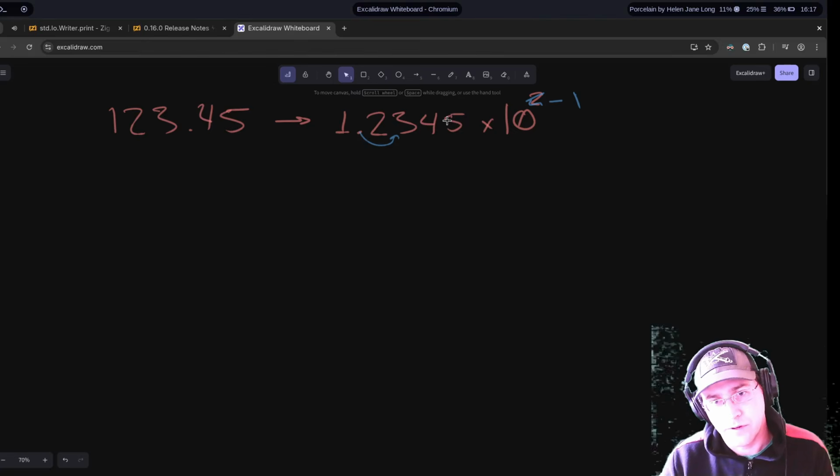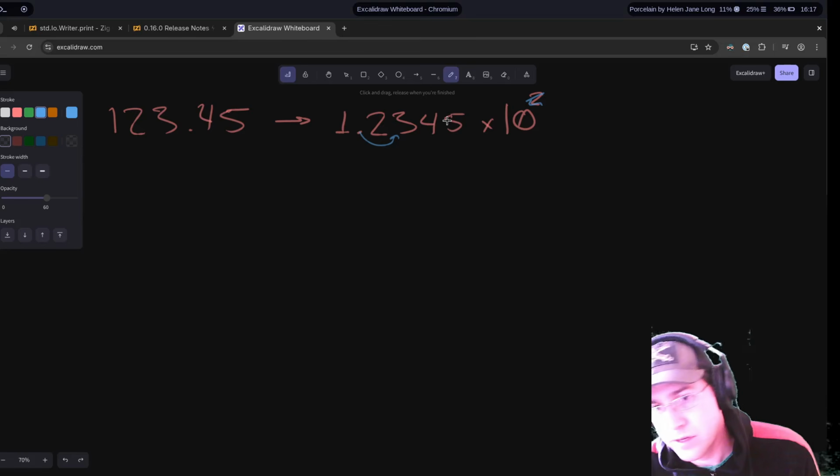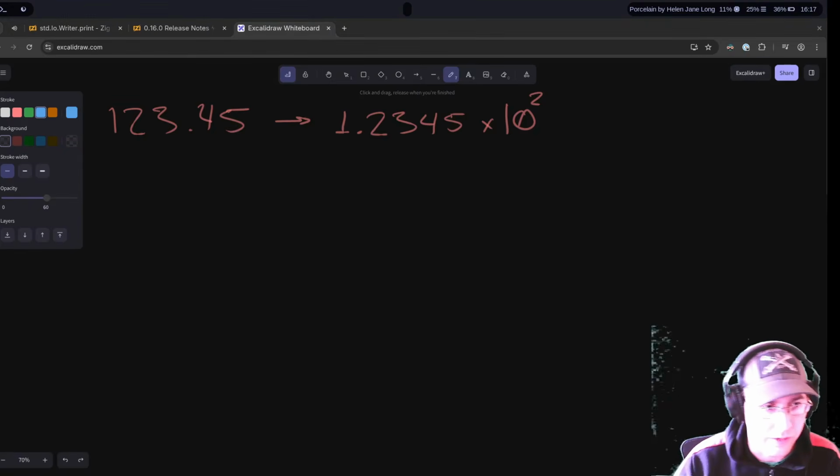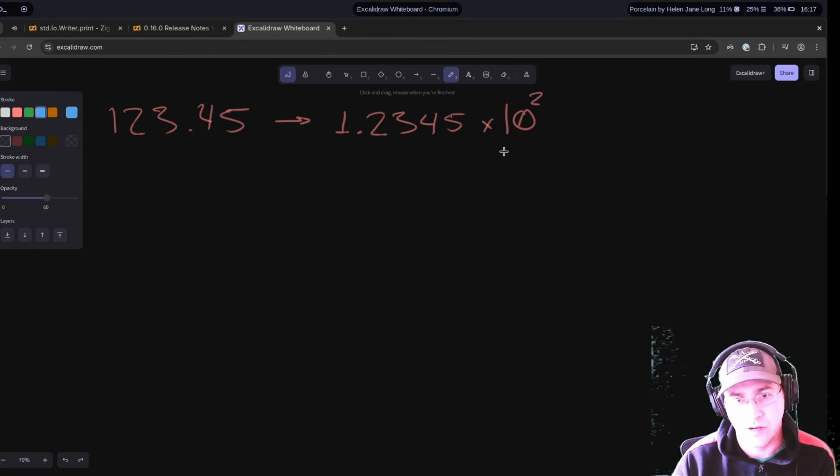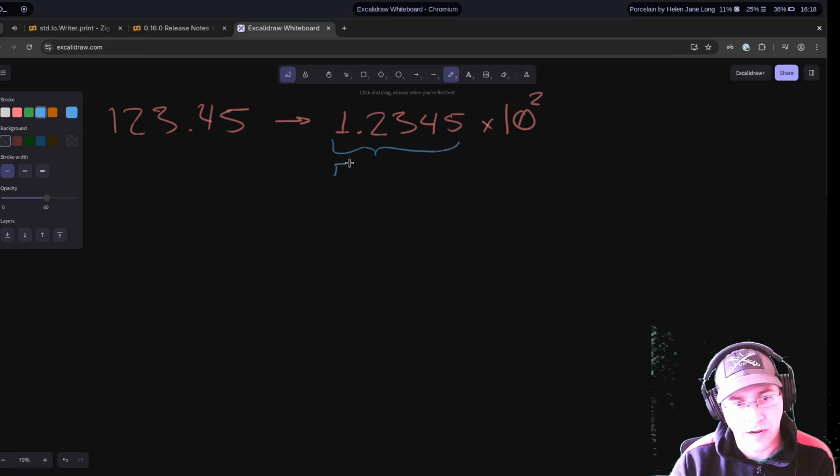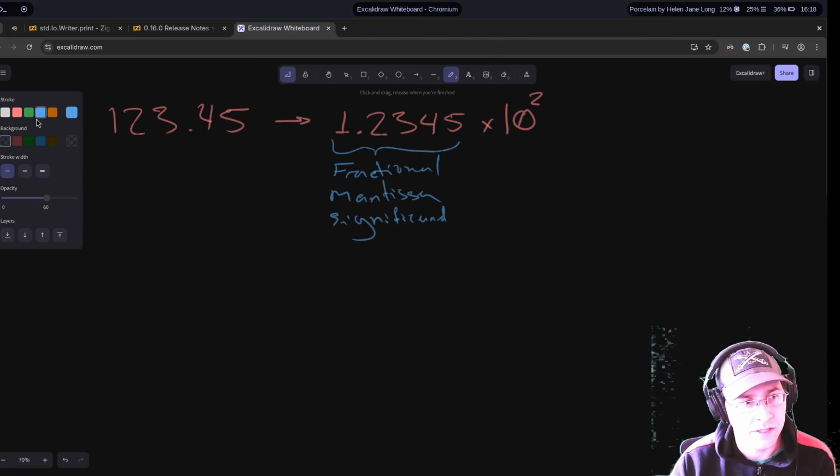But we don't want to do that. So let me just undo all that. What I want to talk about is the different parts of this scientific notation. We can say that in the scientific notation, we have two parts. We have this part, which we can call the fractional part. It's also sometimes called the mantissa or the significand, which is what the Zig docs just used.